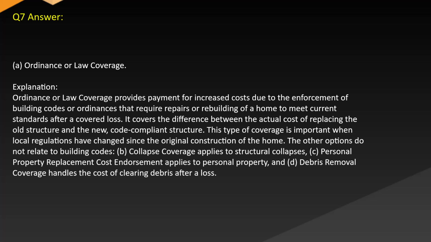Answer: A, ordinance or law coverage. Explanation: ordinance or law coverage provides payment for increased costs due to the enforcement of building codes or ordinances that require repairs or rebuilding of a home to meet current standards after a covered loss. It covers the difference between the actual cost of replacing the old structure and the new, code-compliant structure. This type of coverage is important when local regulations have changed since the original construction of the home. The other options do not relate to building codes. B, collapse coverage applies to structural collapses. C, personal property replacement cost endorsement applies to personal property. And D, debris removal coverage handles the cost of clearing debris after a loss.